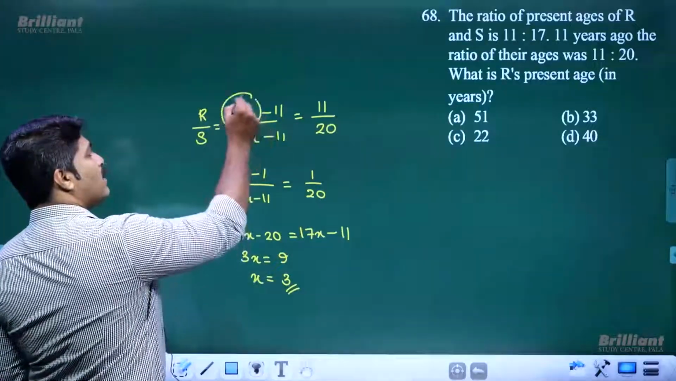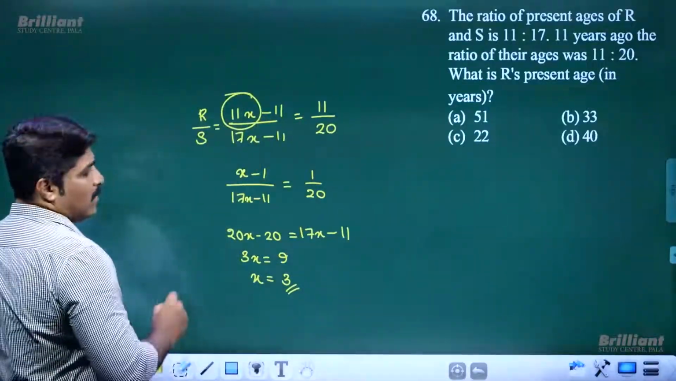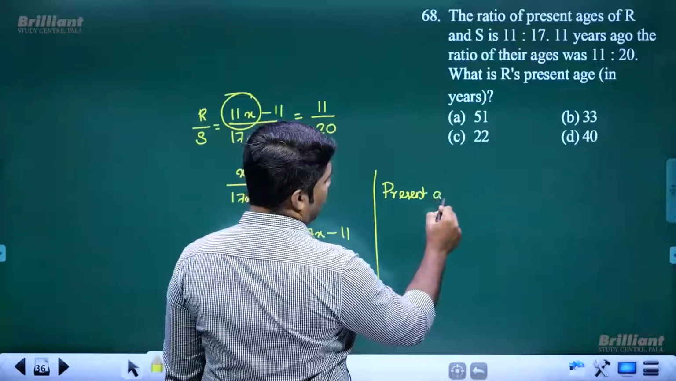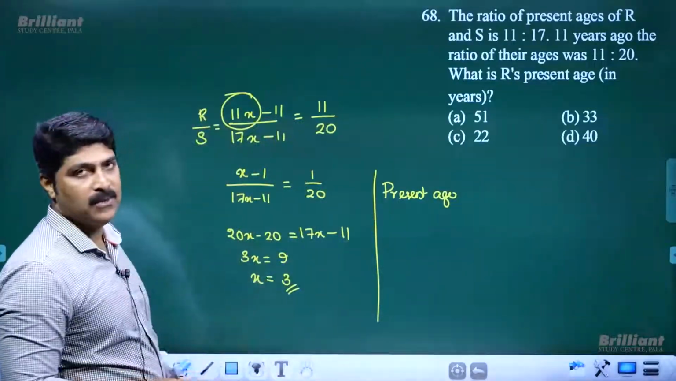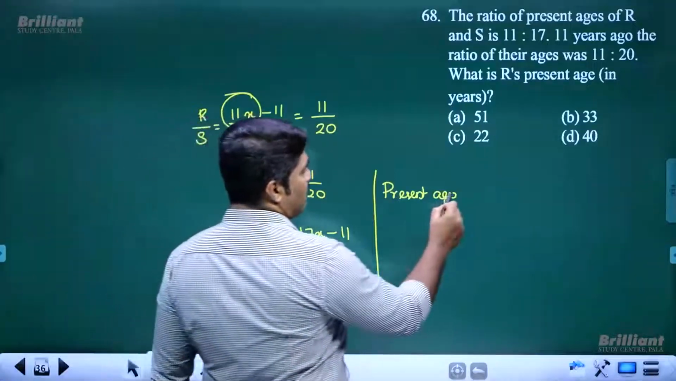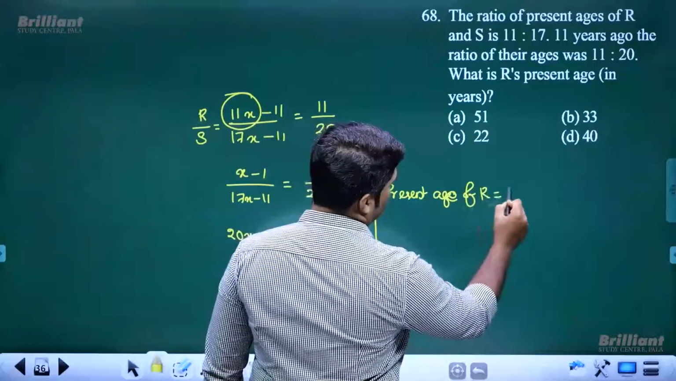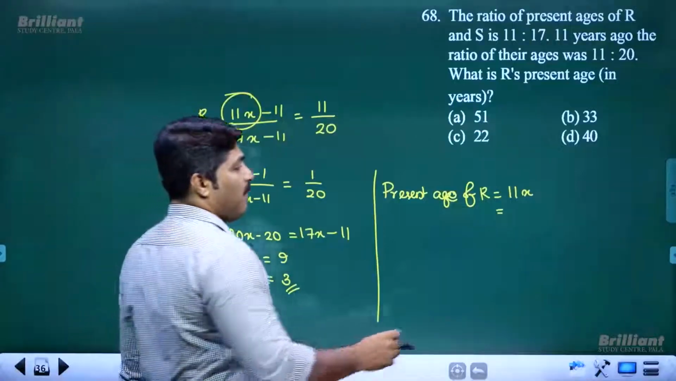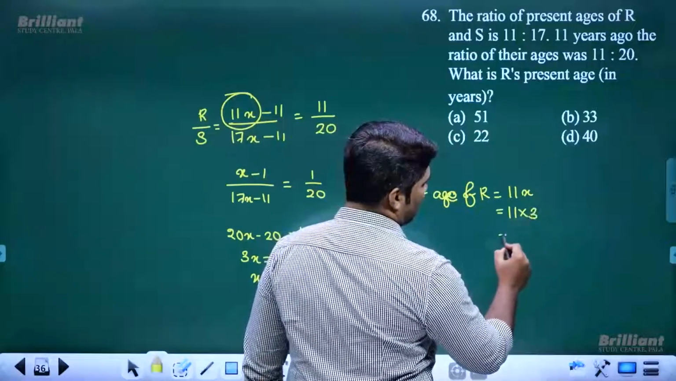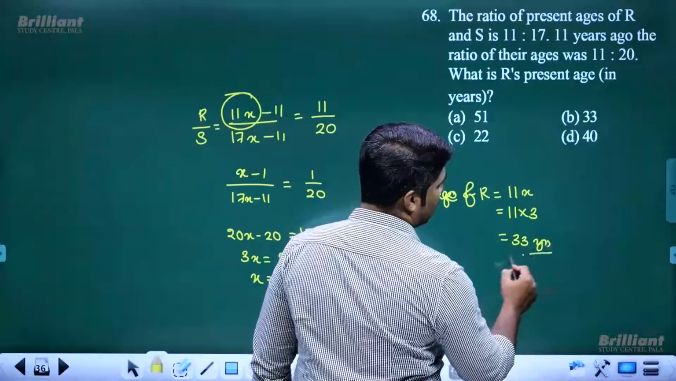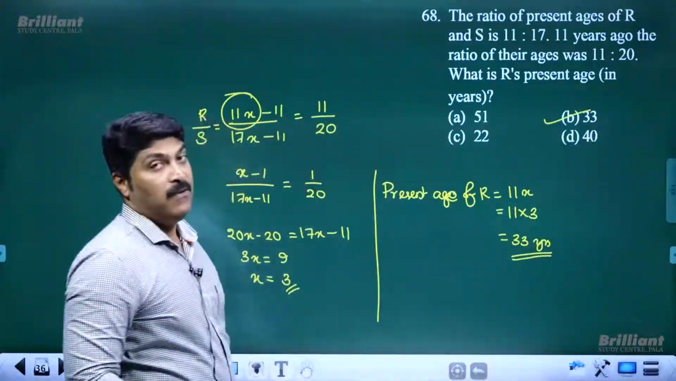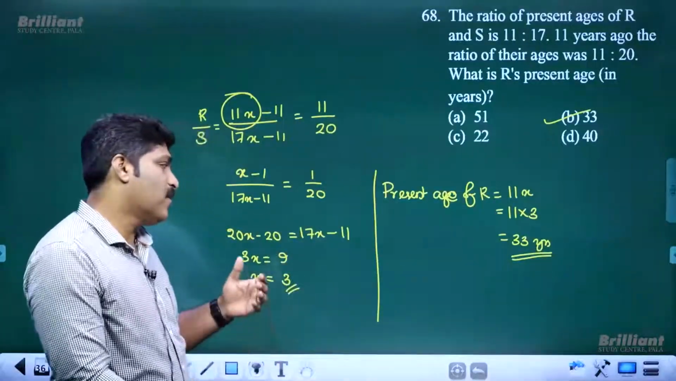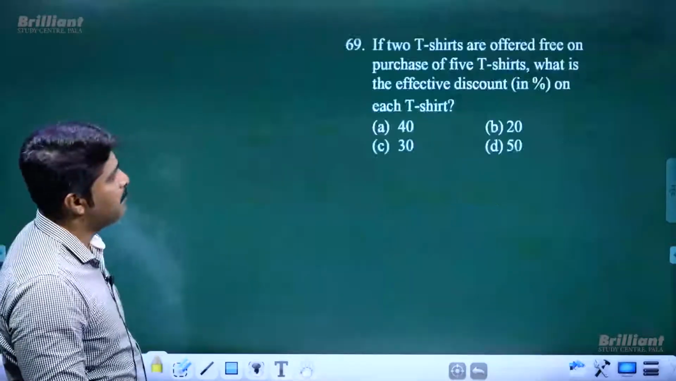What we assumed as the present age of R is 11x. From this step, we can find the present age of R. Here we found the value of the multiplicative factor we assumed in the first ratio. We assumed it as 11x, and we already got the value of x as 3 from this algebraic step. This is 11 into 3, which is equal to 33 years. So the answer is option B. If you are well aware of the initial alteration ratio method, you can do the operation by mind instead of doing this kind of algebraic operation.